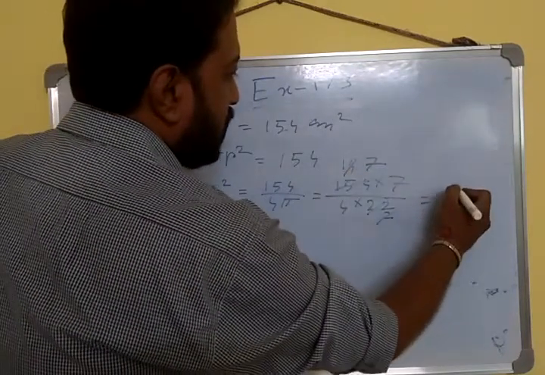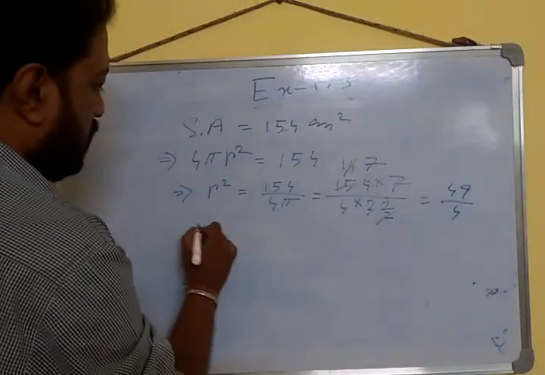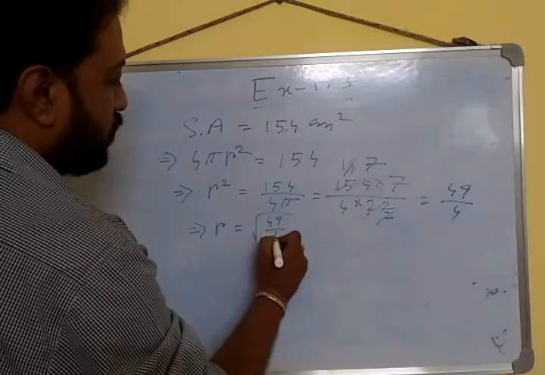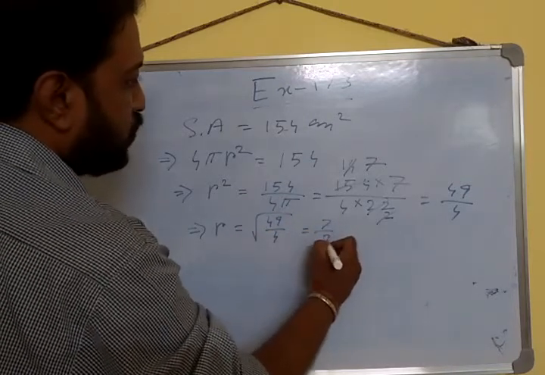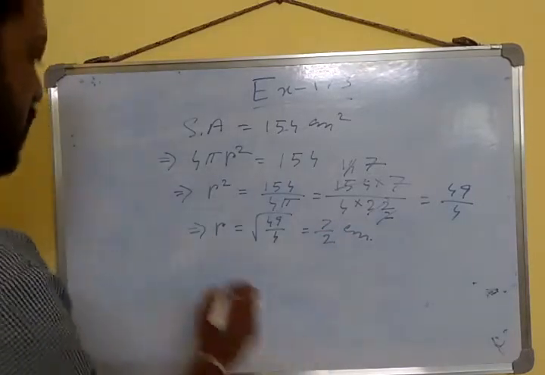So I am getting 49 by 4, or r equal to root over of 49 by 4, or 7 by 2 centimeter. So I got the radius 7 by 2 centimeter.